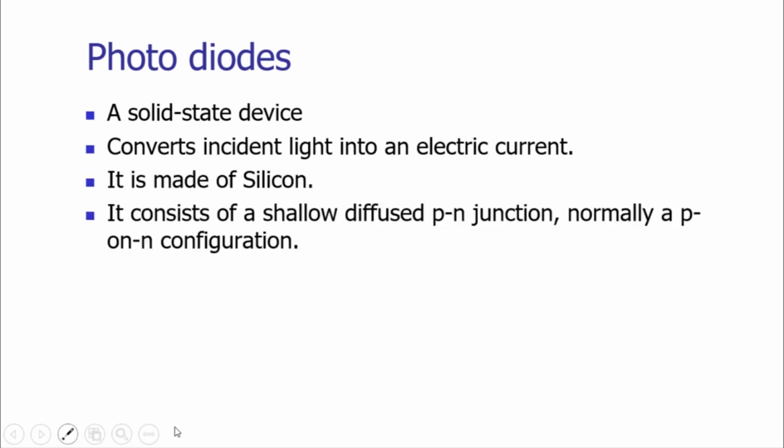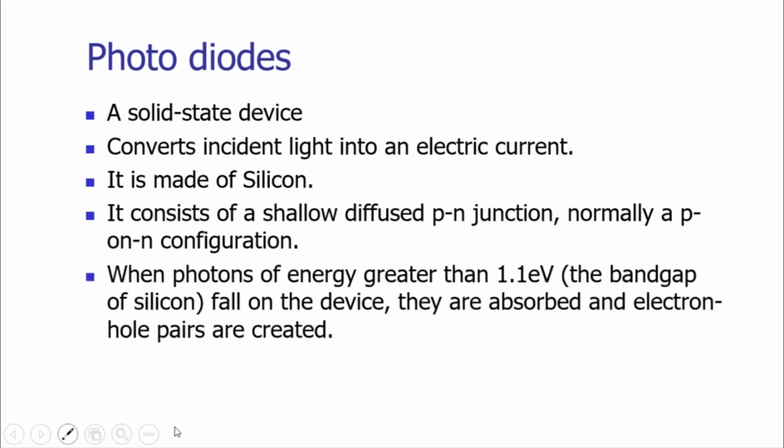Photodiodes are made up of silicon and they consist of a shallow diffused PN junction, normally a P on N configuration. When photons of energy more than 1.1 electron volt fall on the device, they will be absorbed and electron hole pairs will be created.